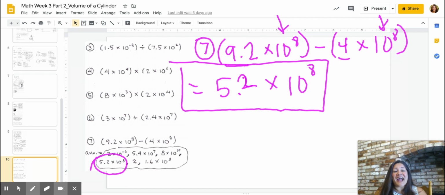So I hope that this came back to you, both the volume of a cylinder and scientific notation. It is a review. Hopefully you felt really confident with it.